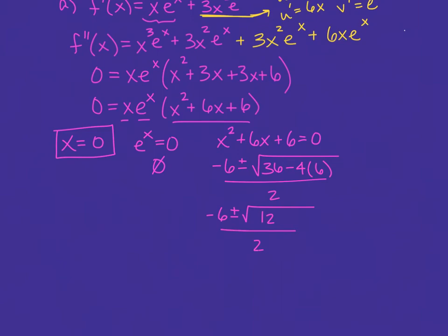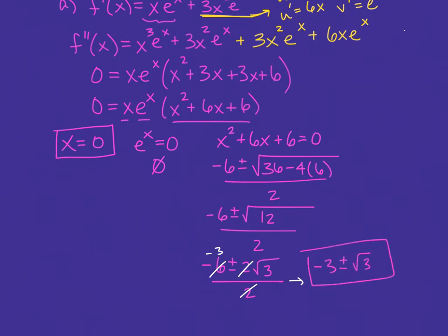When we simplify the square root of 12, we'll get root 4 root 3, so we'll get 2 root 3. And then we want to simplify the 6, the 2, and the 2, the negative 6 rather. We can divide them all by 2, so we'll have negative 3, 1, and 1. So that gives us negative 3 plus or minus root 3.